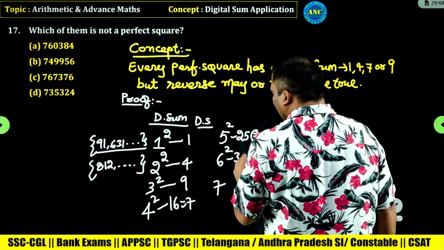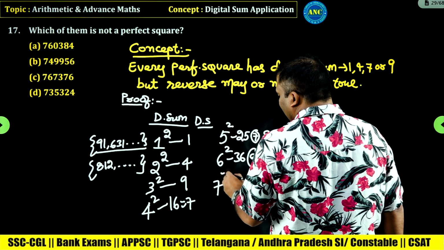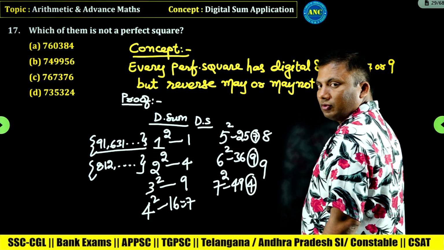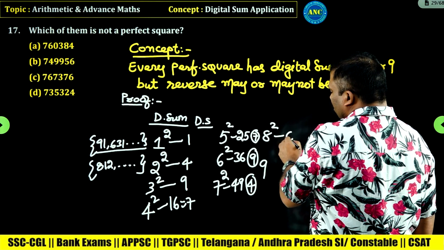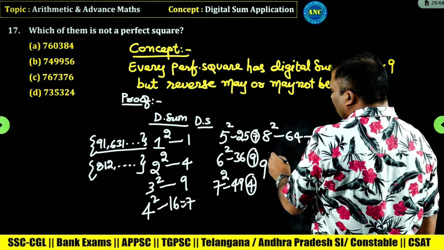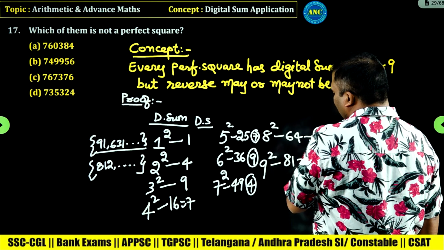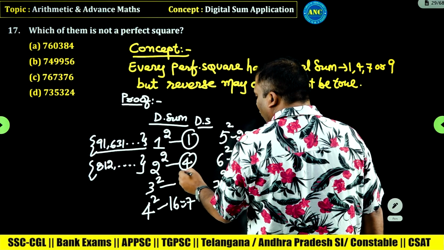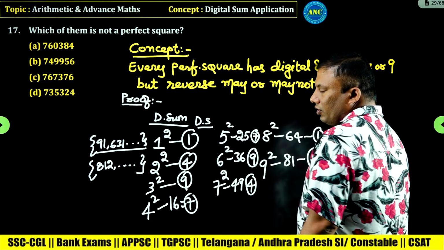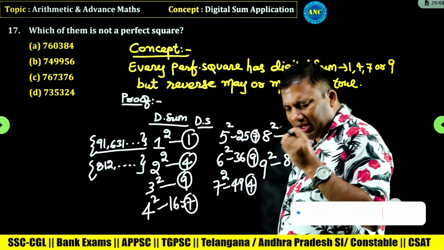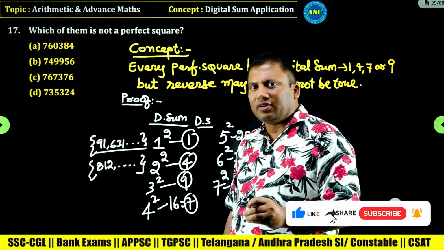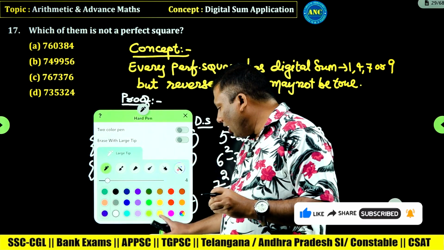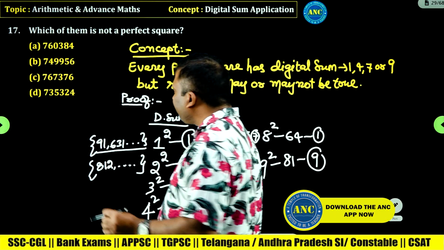6 square is 36, 3 plus 6 is 9. 7 square is 49, 4 plus 9 is 13, 1 plus 3 is 4. 8 square is 64, 6 plus 4 is 10, so it is 1. 9 square is 81, 8 plus 1 is 9. What all did we get on the right hand side? We got 1, 4, 7 or 9. Any perfect square's digital sum will always be 1, 4, 7 or 9. I hope the idea is clear.